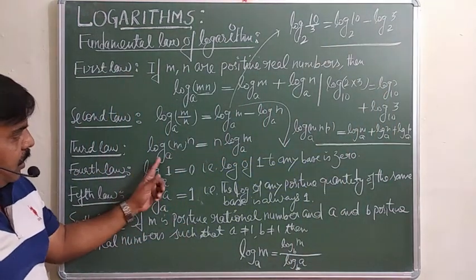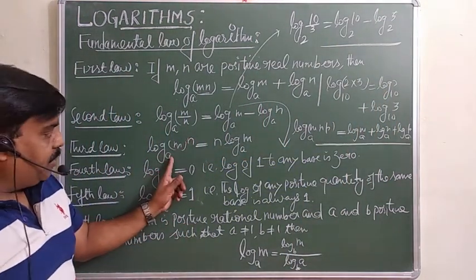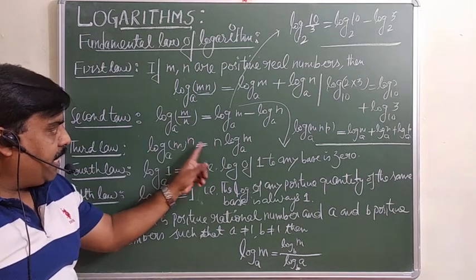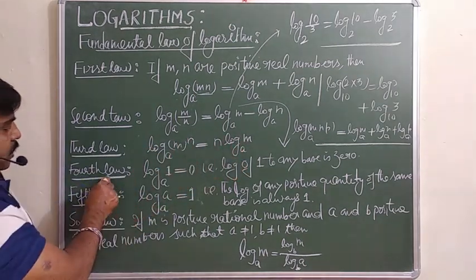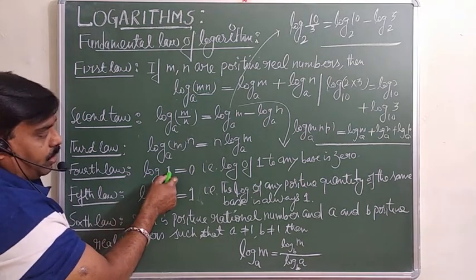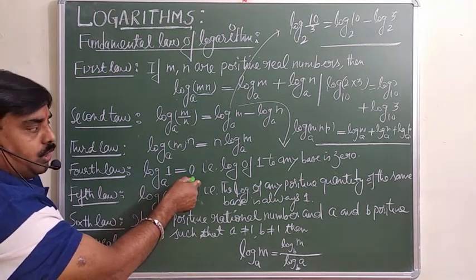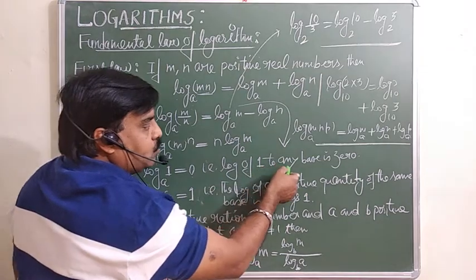Similarly, third law is there. Log m raised to power n at any base is equal to n will come first, n into log m is there. Fourth law is there. Log 1. The value of log 1 is always equal to 0. Log of 1 to any base is 0.